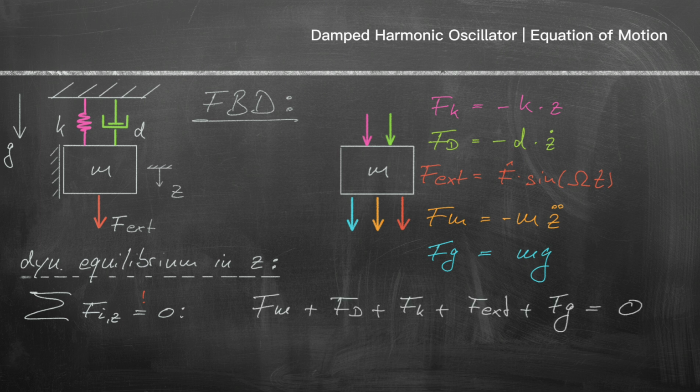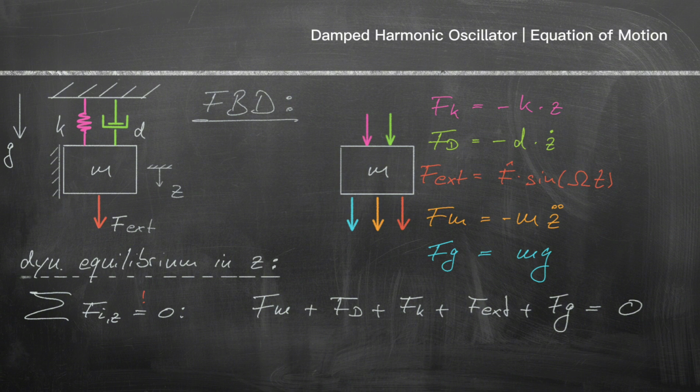So we insert the mass force, the damping force, the spring force, the external force, and the gravitational force, sum them up, and set the result equal to 0. Because all forces were drawn in the positive direction, we now simply add them up without worrying about the signs. This is exactly where the biggest modeling errors usually occur.